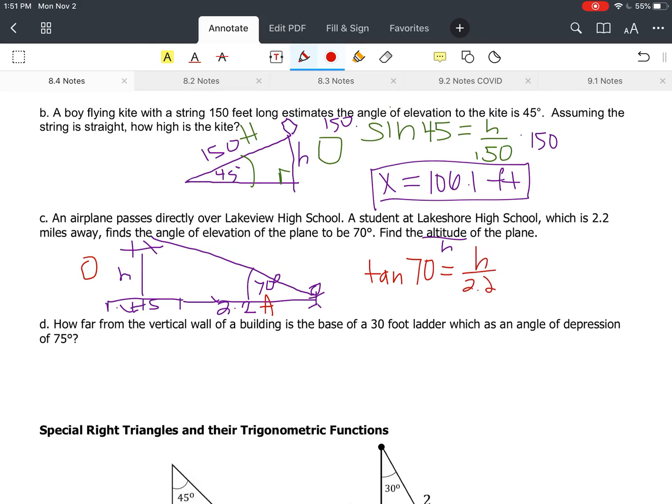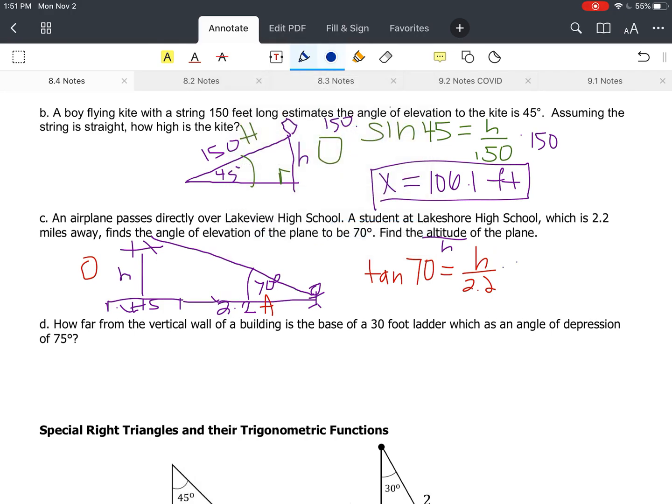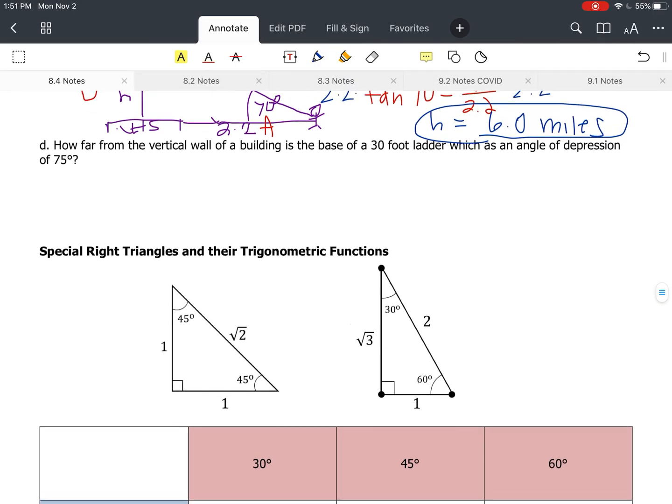Well, opposite and adjacent is tangent. So I can say the tangent of 70 degrees equals H over 2.2. Multiply both sides by 2.2. Put that in your calculator. You're going to get H. The height is roughly about 6.0 miles. That's the altitude. It's flying about 6 miles above ground.